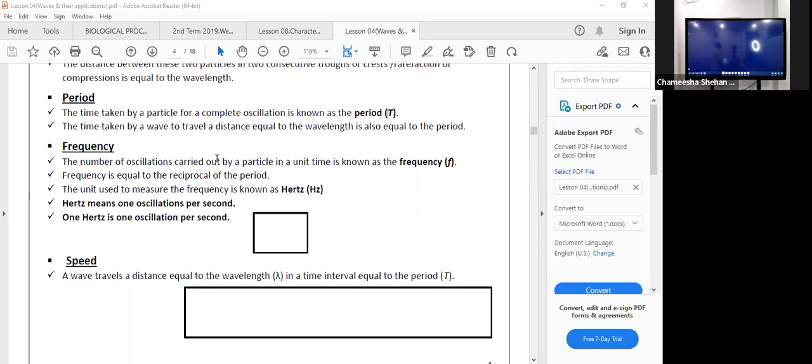Frequency is equal to the reciprocal of the period. The unit used to measure the frequency is known as hertz. Hertz means 1 oscillation per second.